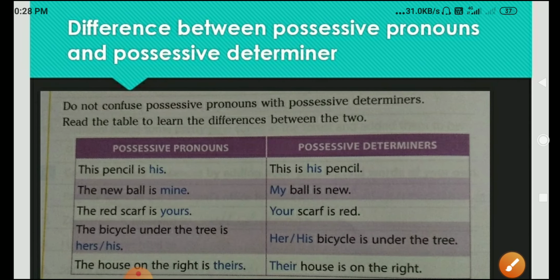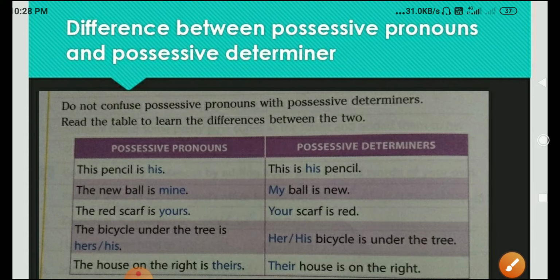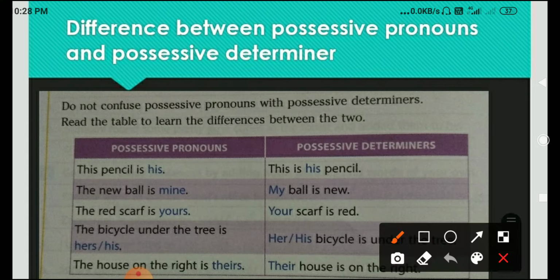Now, the difference between the possessive pronoun and the possessive determiner. The words used as possessive determiners and the words used as possessive pronouns are the same. You can see here in the example, his, the same words are there. But sometimes it functions as a pronoun, sometimes as a determiner. Now what is the difference?